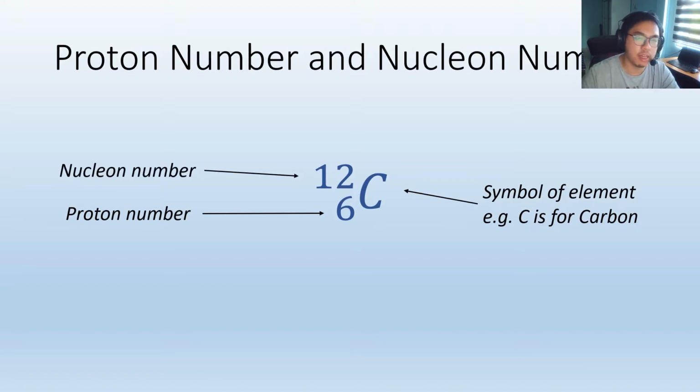And then the number at the top, the bigger number, is what we call the nucleon number. That is the number of protons plus the number of neutrons. There are 6 protons, and there are also 6 neutrons. Add them together, and the nucleon number is 12. Don't confuse nucleon number and neutron number. Don't confuse these two words, neutron and nucleon.